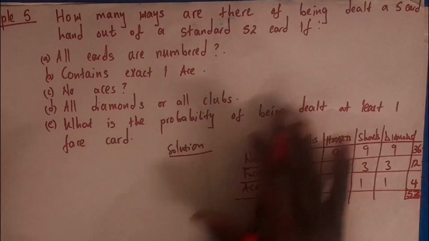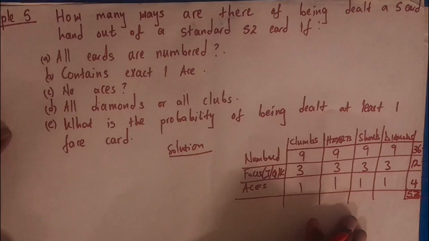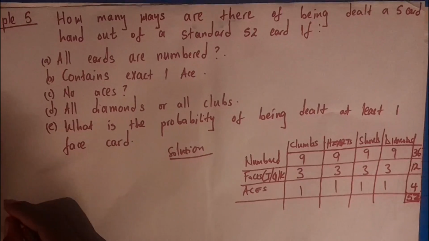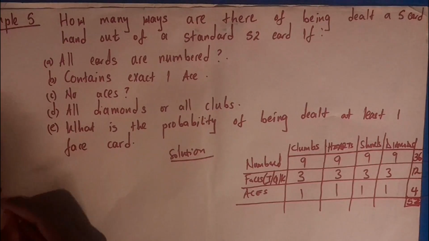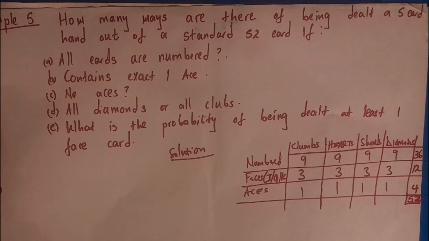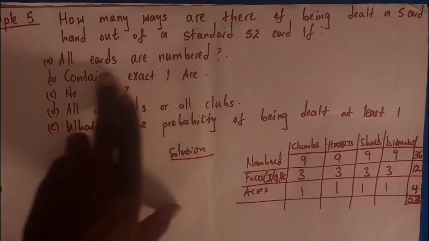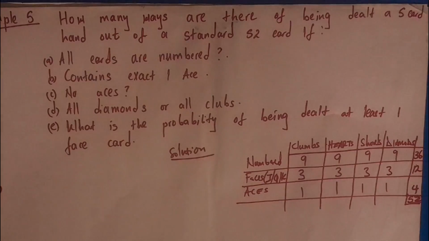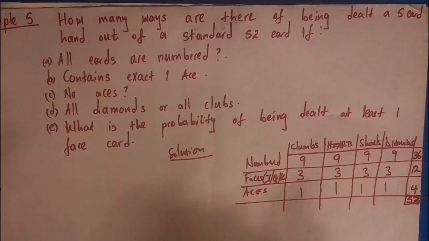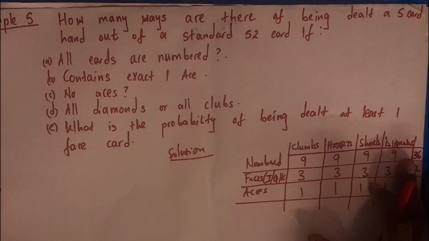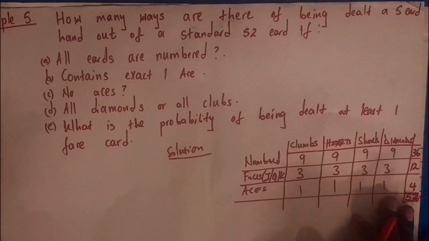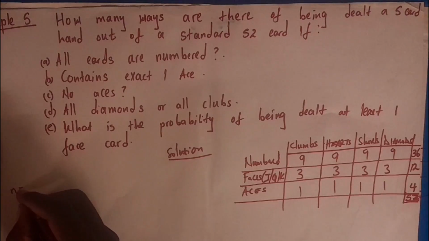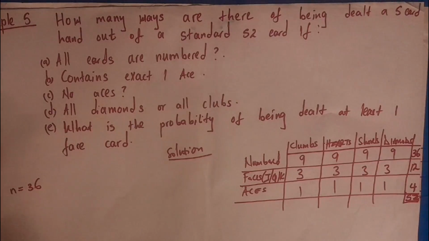So now, after having this data, let us deal with this one. On A, all cards are numbered. So how many ways are there of being dealt a 5-card hand from a standard deck? We need ways of choosing the numbered cards. So if you look at the numbered cards, how many numbered cards are we having? We're having 36 numbered cards. So the total number of numbered cards is 36.